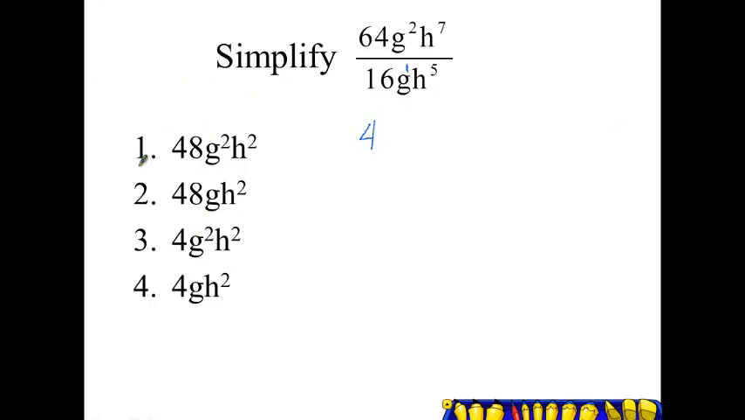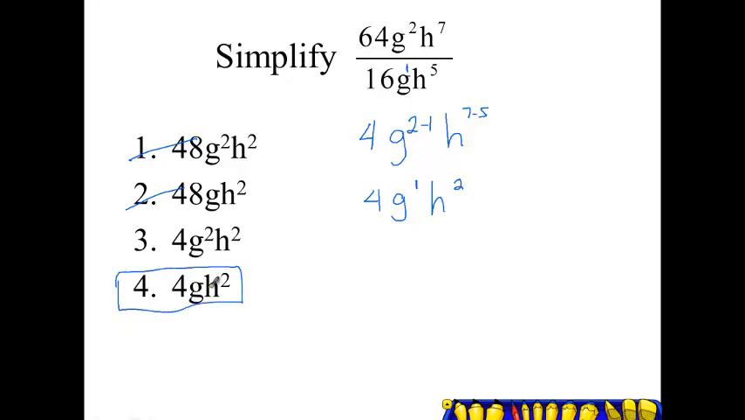So based from the options, we can now cross out option 1 and option 2. g^2 divided by g^1, we just have to keep the base, subtract the exponents. h^7 divided by h^5, keep the base, subtract the exponents. So you will have 4 g raised to 1 h raised to 2, or simply 4 times g times h squared.